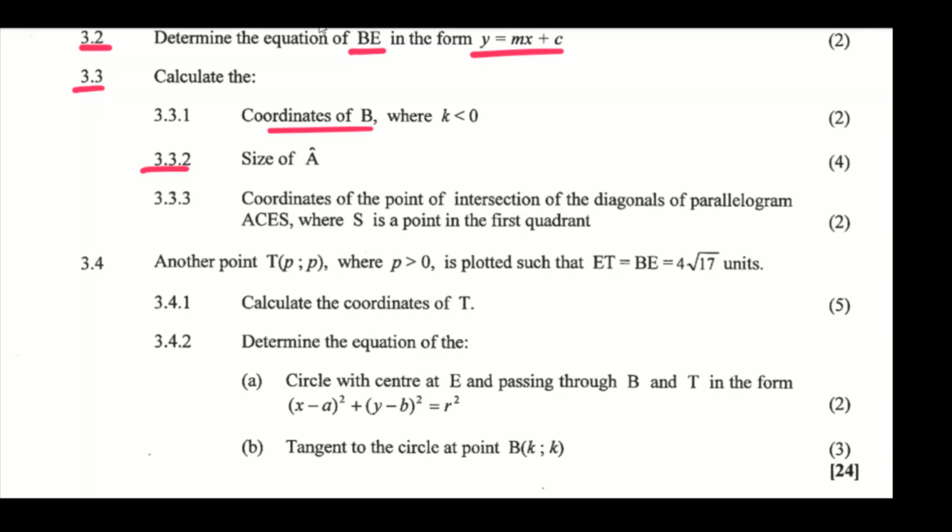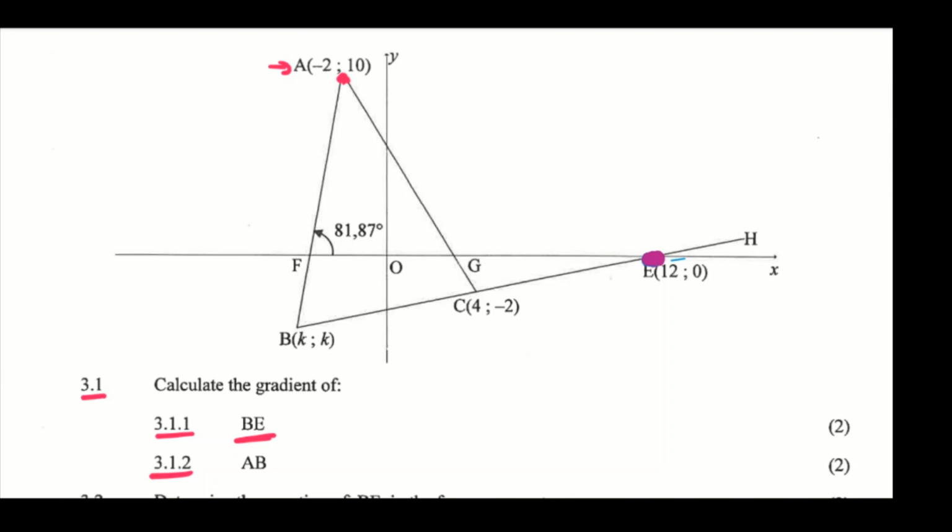3.3.2, we are asked to find the size of angle A, right? To do that, we already have the angle of inclination, and we're asked to find this angle here. So for us to find that angle, we should first find this angle here, the angle of declination, because the line AC is decreasing.